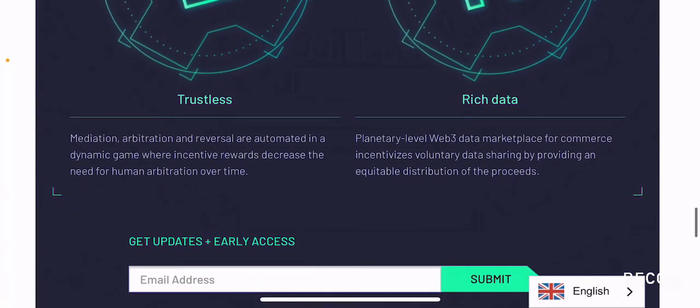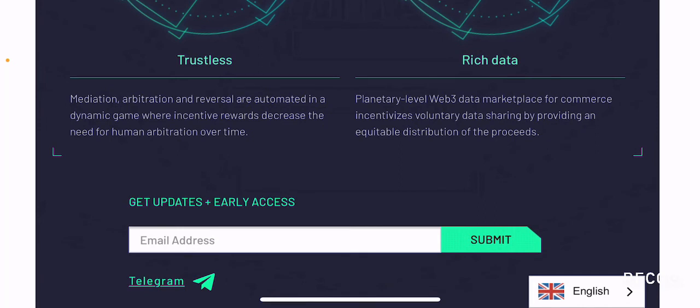to be very famous. Trustless mediation, arbitration, and reversal are automated in a dynamic game where incentive rewards decrease the need for human arbitration over time. Again, you are going to be able to participate in the ecosystem in a trustless way to minimize arbitration.